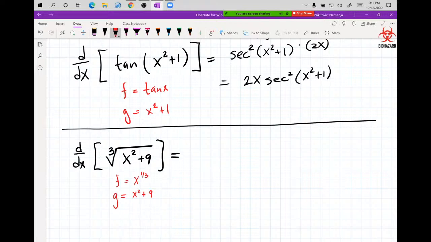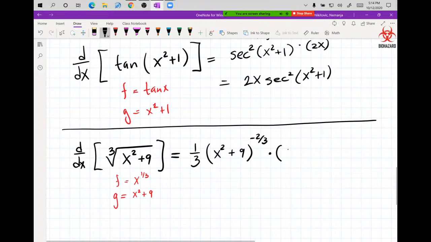So once we break this apart, we have 1/3 of g to the negative 2/3, because we have 1/3 minus 1. 1/3 minus 1 is negative 2/3, times the derivative of the inside, which is called a chain, right? So that's a 2x.